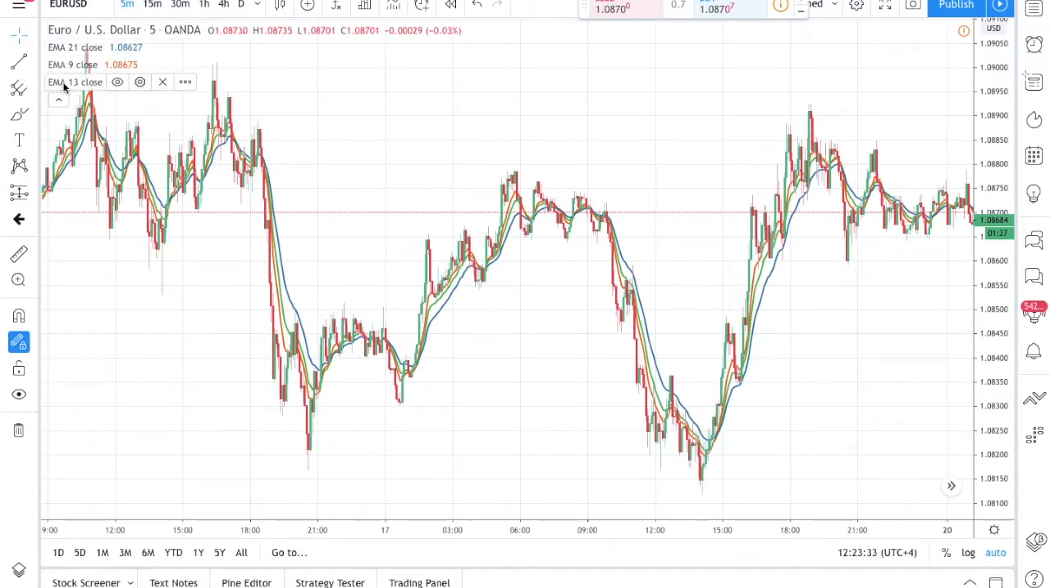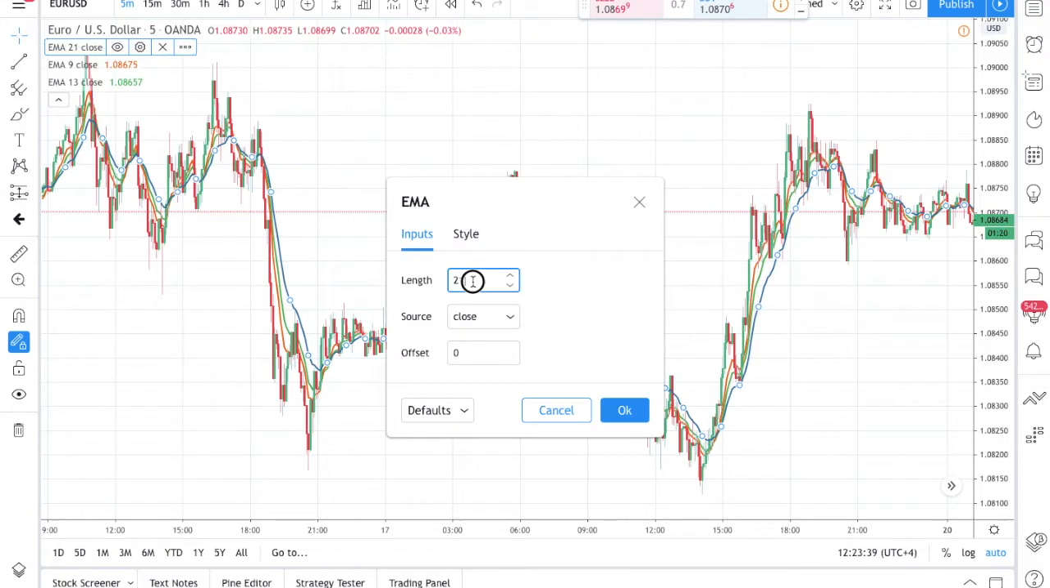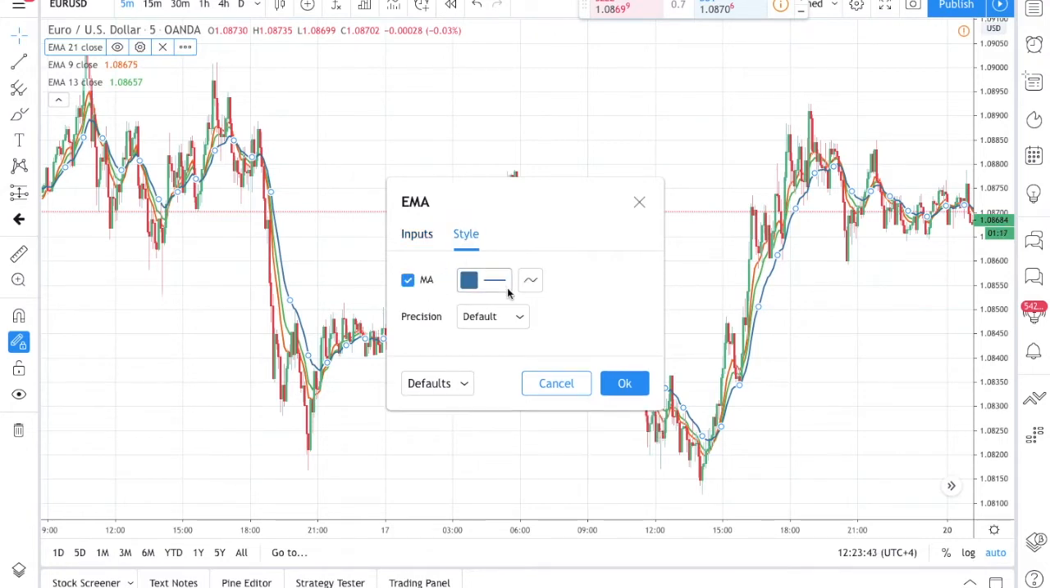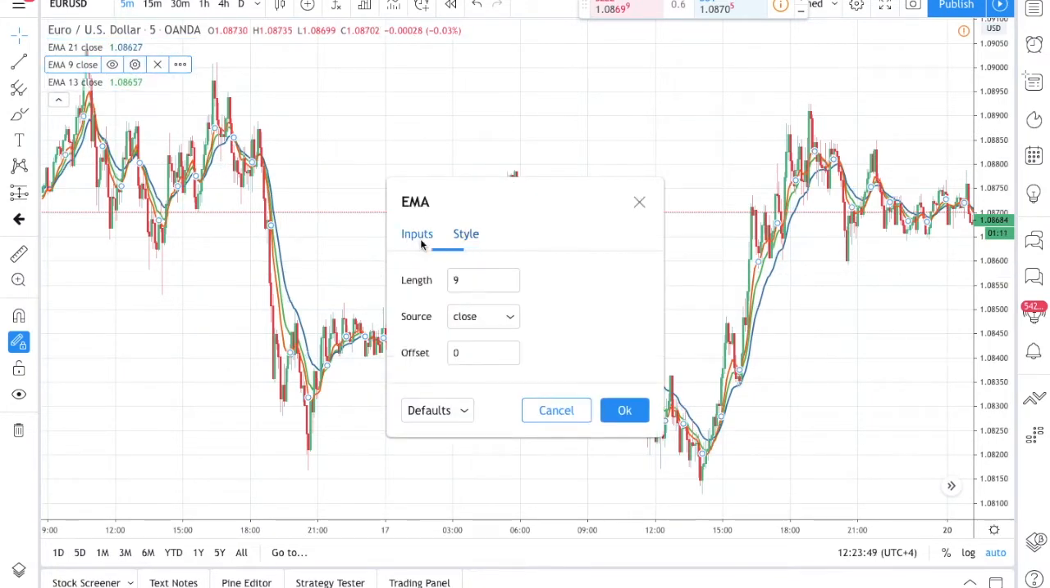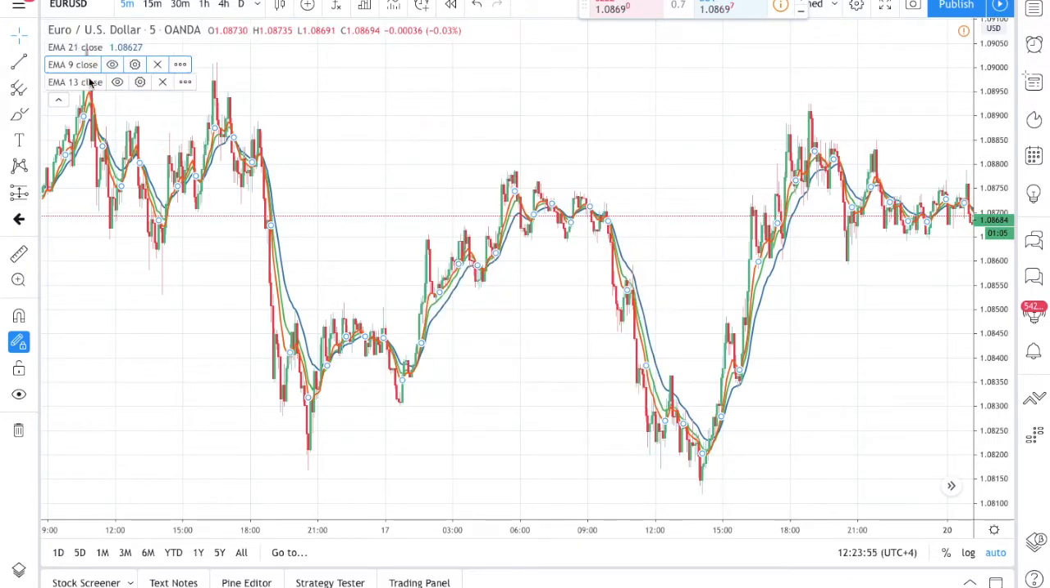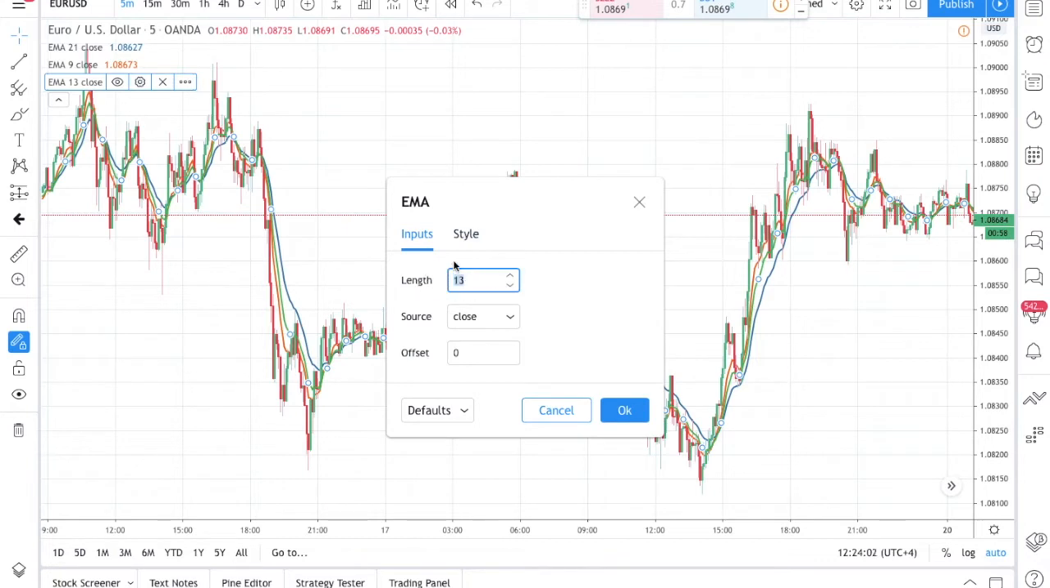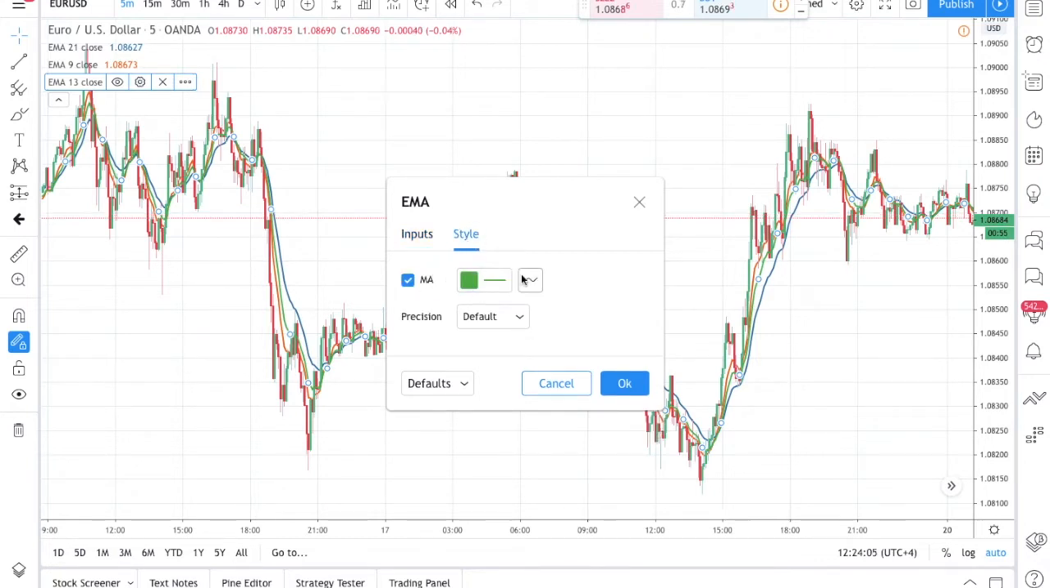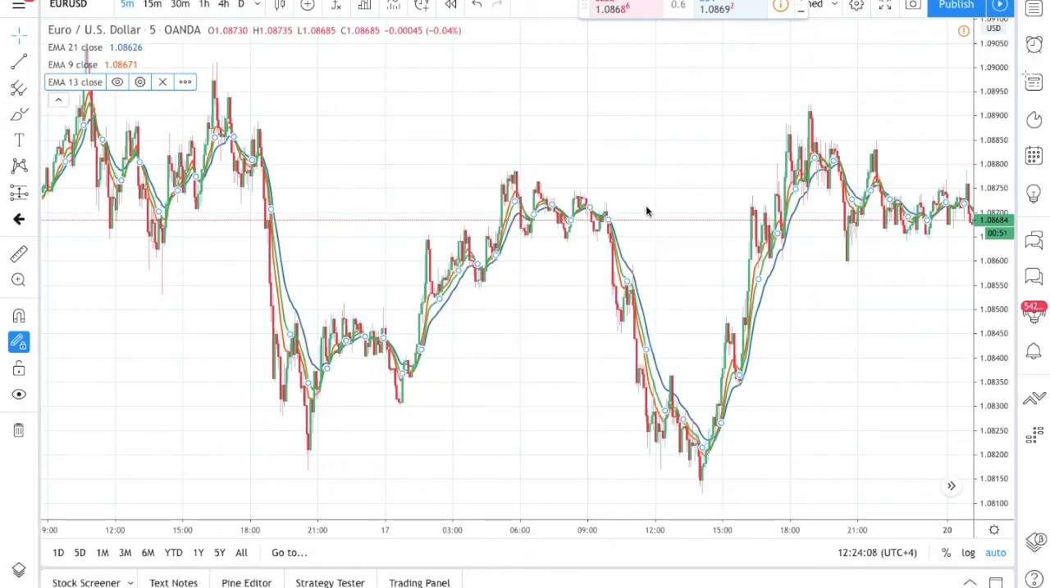We have three EMAs here, as you can see. The first EMA should be 21, and the color doesn't matter what color you want. I put blue for myself. And the second EMA should be 9, and for me it's orange. So we have blue, orange, 21, 9, and the last one, which is EMA 13, and the color for me is green. So it's up to you, the color doesn't really matter. But these are the colors that I chose, so you guys can easily see what's happening in the market with these three lines. So guys, we have to wait for the market.